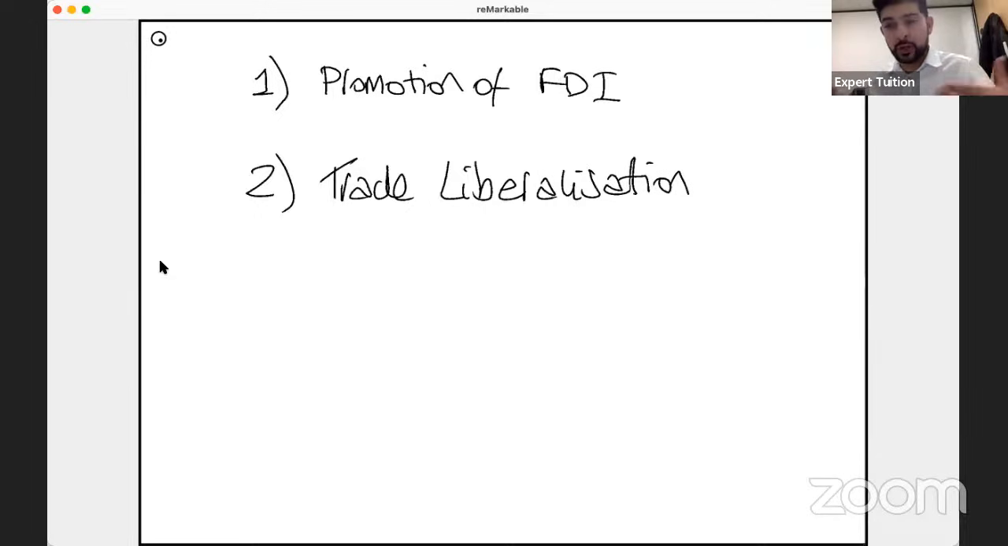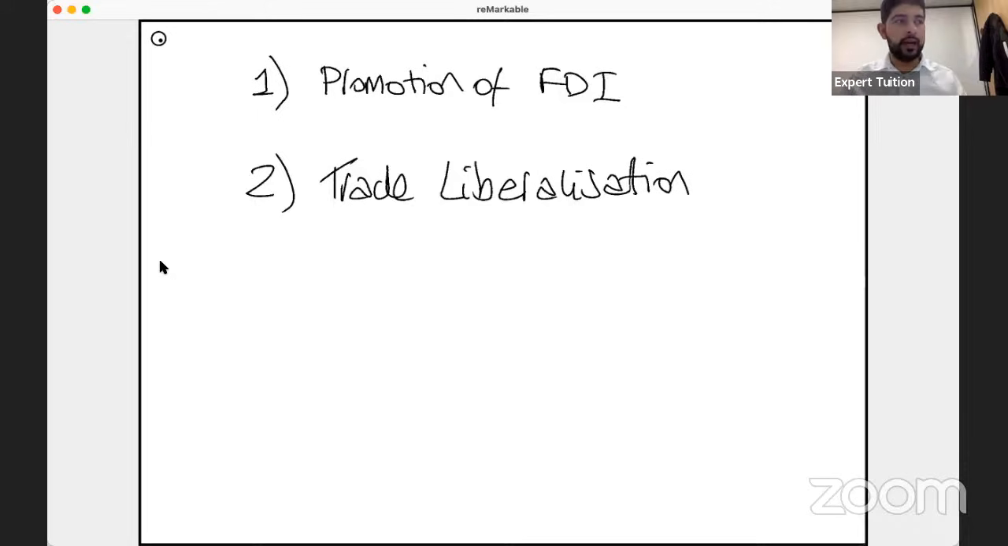So trade liberalization can also lead to economic development because by having more trade, it can lead to export-led growth. AD can shift out. The government can generate more tax revenue from all of this, which they can invest into improving the education system, and therefore HDI ranking might go up. What's the problem with trade liberalization?